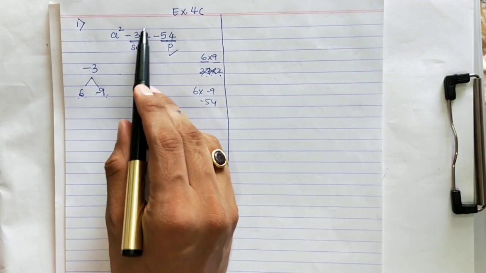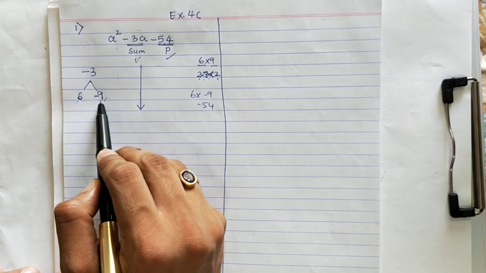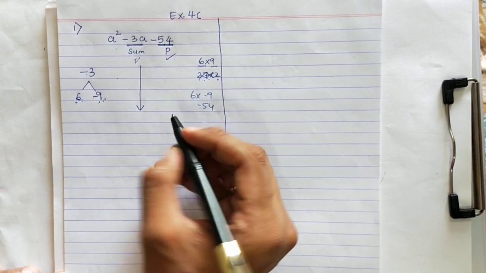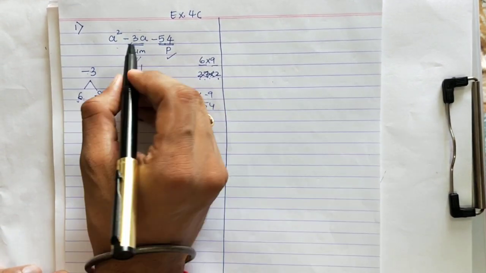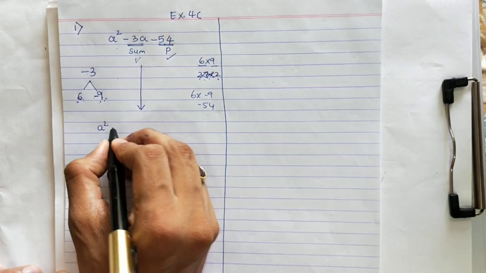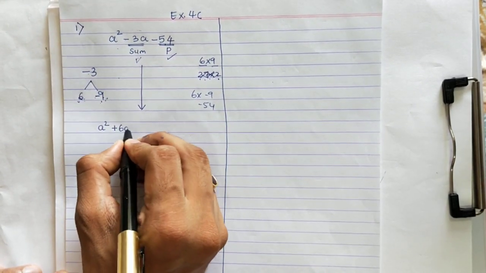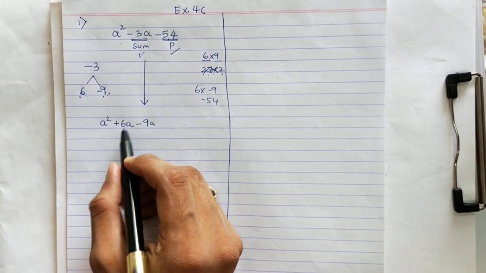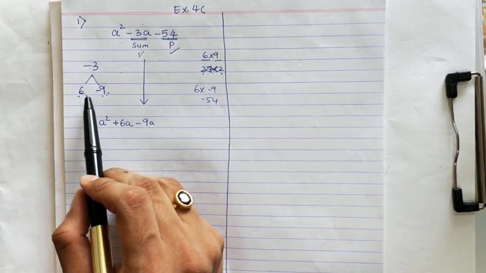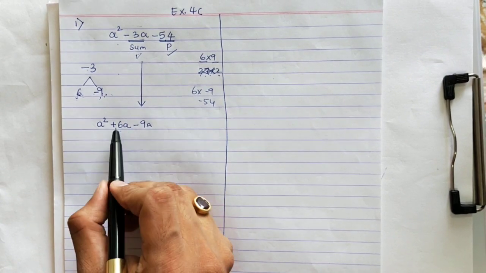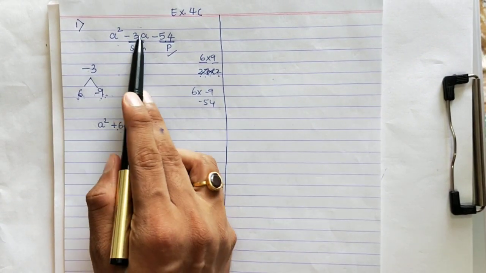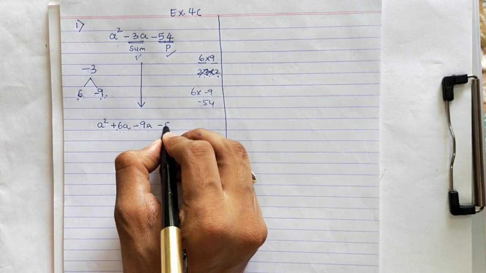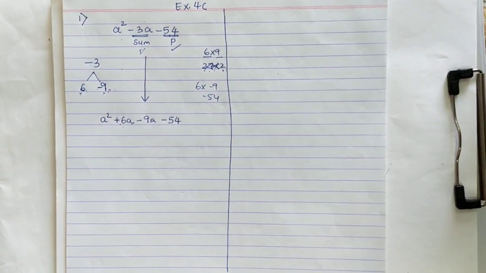So here I have split minus 3 now. 6 minus 9. 6 minus 9 is minus 3. 6 into minus 9 is minus 54. So this minus 3a I'll write as 6a minus 9a. Okay, see, this alphabet a will always be with these numbers. Okay, because 6a minus 9a is minus 3a, correct? I have split minus 3a.